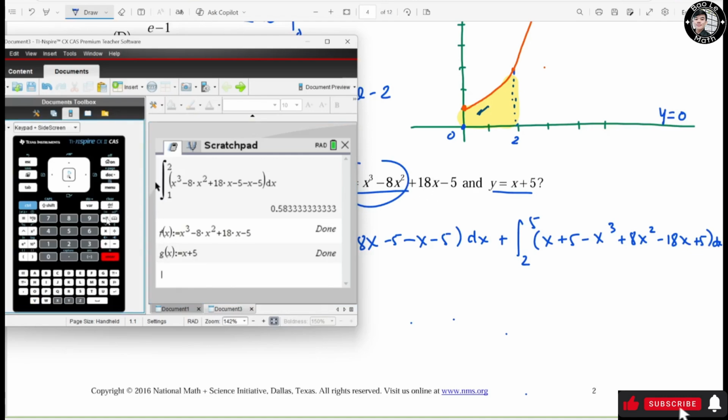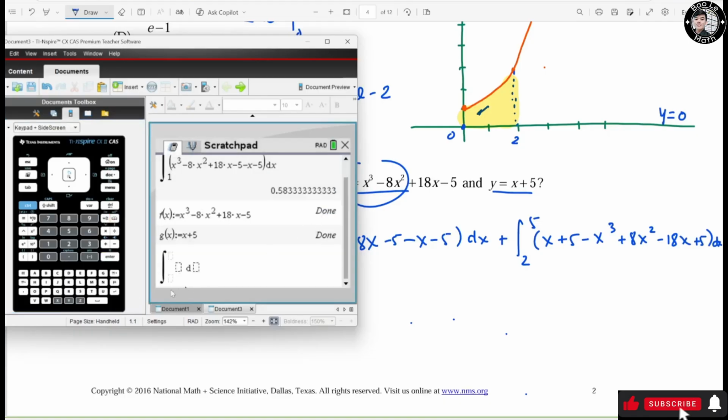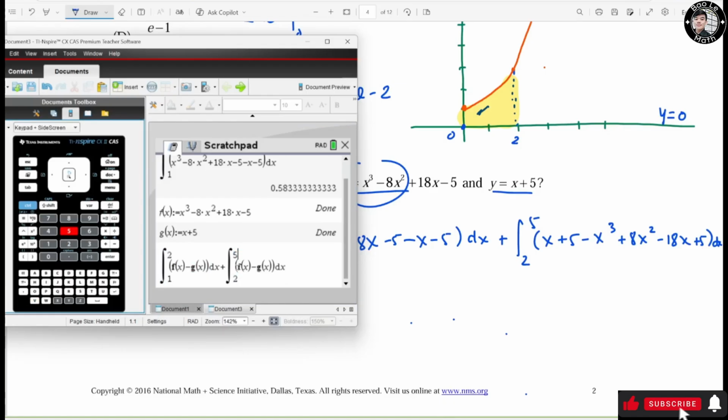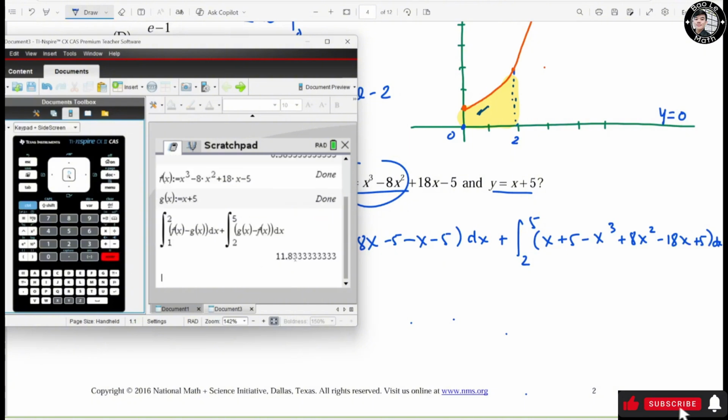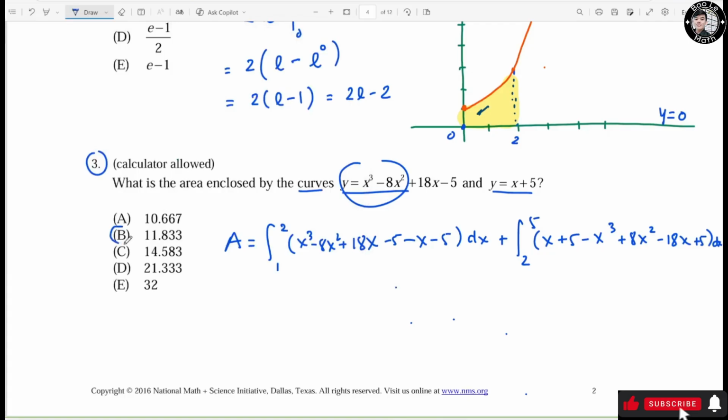Now you're going to hit the button right here, input the interval from 1 to 2, f of s subtract g of s, right? Plus the second one is going to be the integral from 2 to 5, g of s subtract f of s. And then press Control Enter. It's going to be 11.833. The answer must be B.